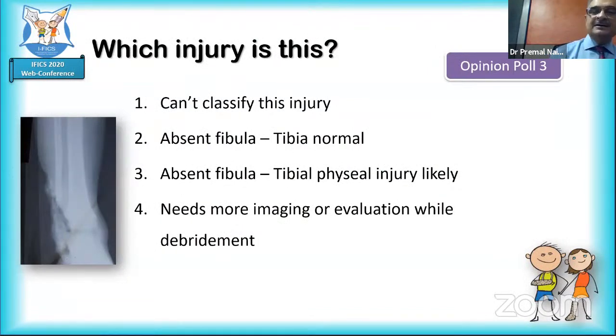Can we have the opinion poll, Ashok? Do you think you will be able to classify this injury from what has been told to you by Dr. Earlier? Do you think this is an absent fibula with no injury to tibia? Or this is absent fibula with some type of physeal injury, or do you think more imaging is required?